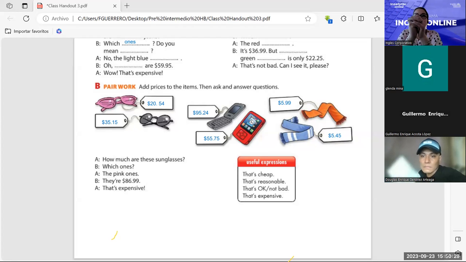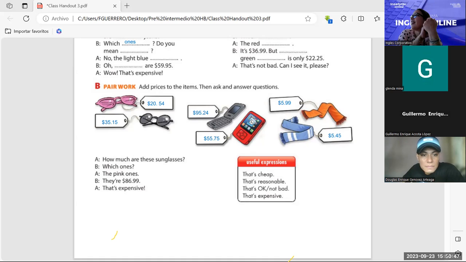Okay. Ya le comprendí. Y las scarves igual son dos y son diferentes precios. Okay. Can you, lo pueden hacer de nuevo. Okay.